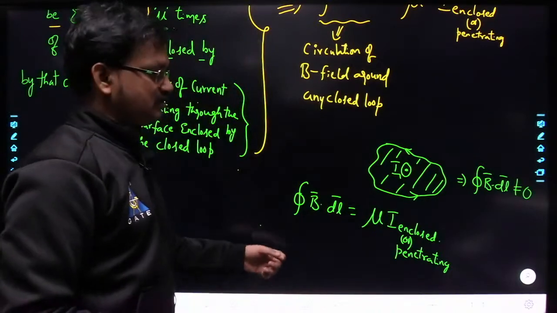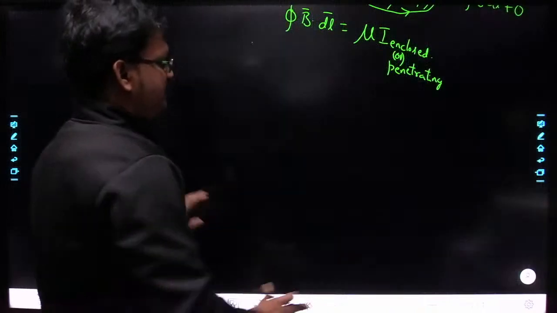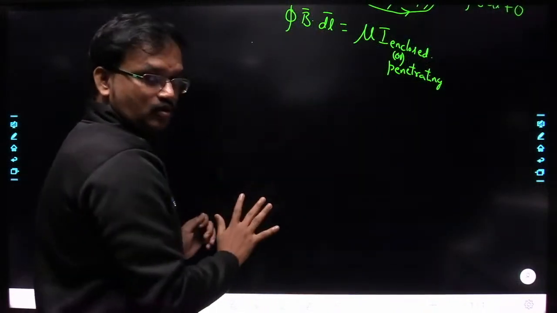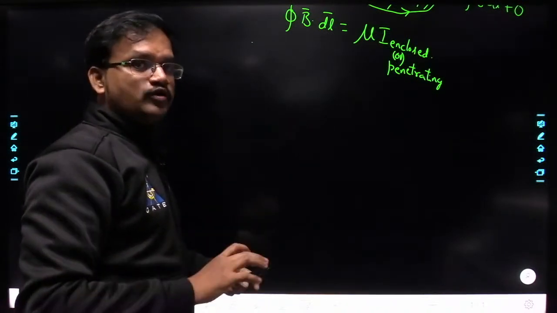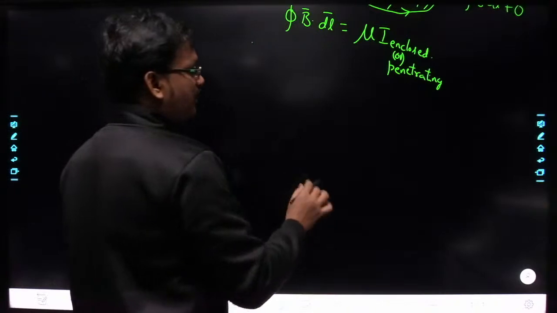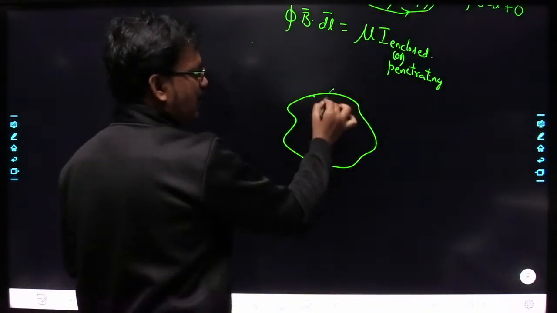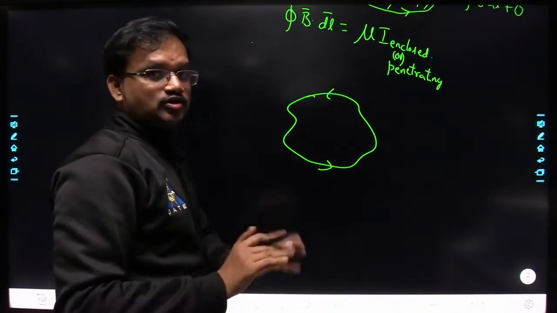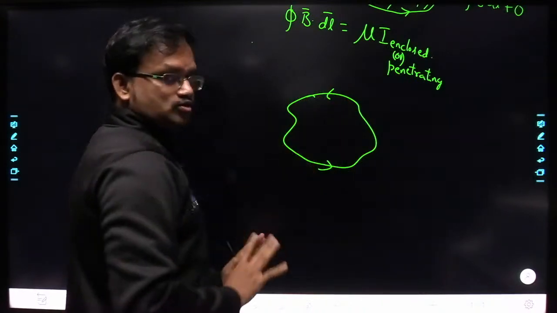What I am saying here is, in this region, let us assume some B field is present. Now, I am not worried about that B field. What I want to determine is how much of this B field is aligned around some arbitrary closed loop. You can take any closed loop here. I want to determine how much of the B field is aligned around this closed loop.